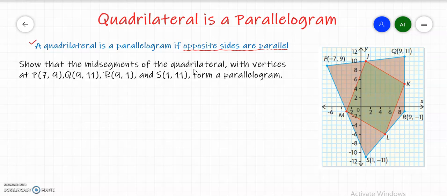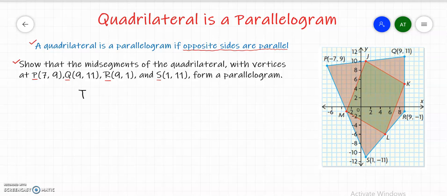Right, let's do an example. Show that the mid segments of the quadrilateral with the vertices at P, Q, R and S form a parallelogram. So look at the figure. They have mentioned the quadrilateral P, Q, R, S, and they have also mentioned the mid segments, that is J, K, L, M. So basically we need to show that J, K, L, M forms a parallelogram. So let me find out the coordinates of J, K, L, M and then we will begin.